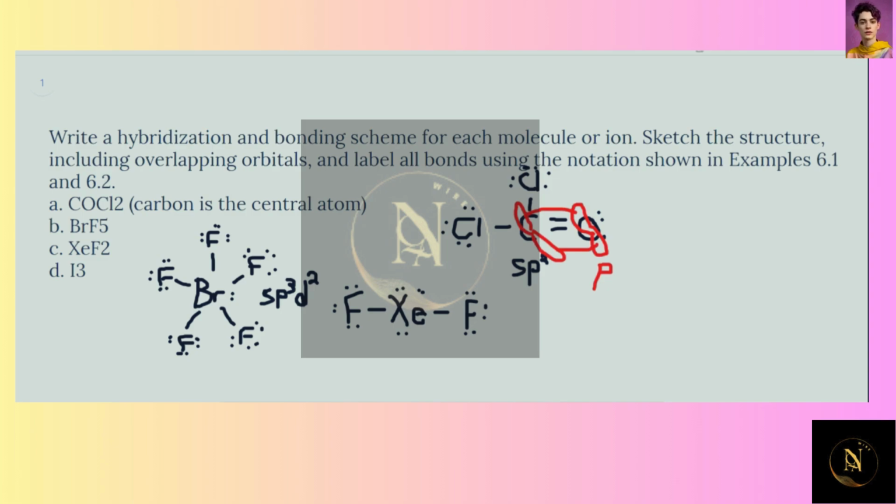So the fluorines, like all the fluorines, are going to be sp3 here because they have 1 bond and 3 lone pairs. The xenon has 2 bonds and 3 lone pairs. So instead of being sp3, we need an extra orbital, which is going to come from the d. That's sp3d.